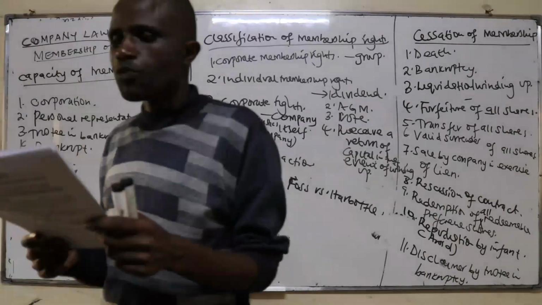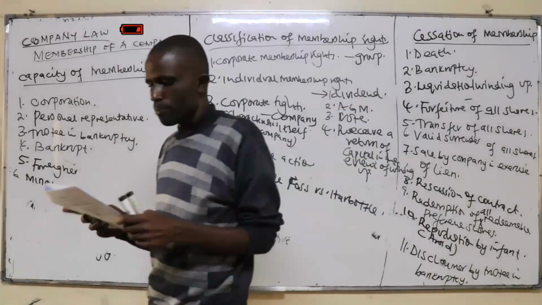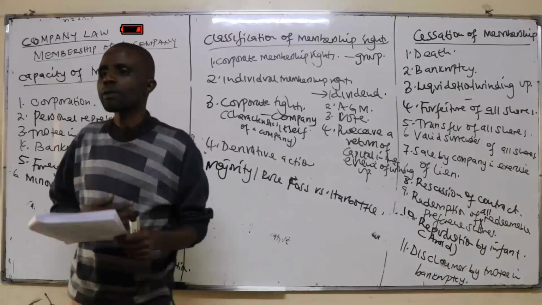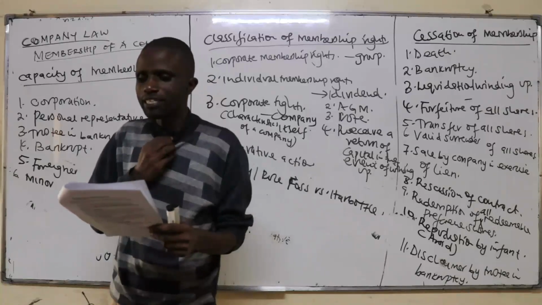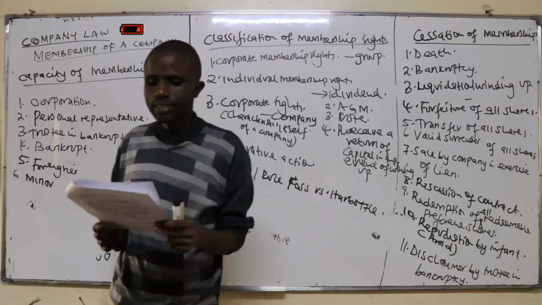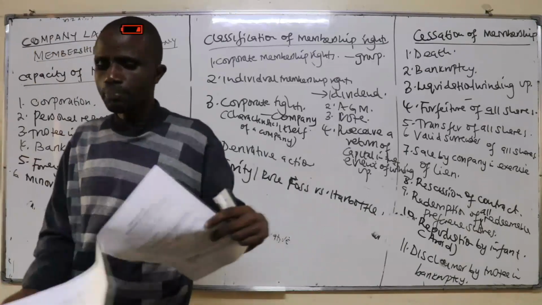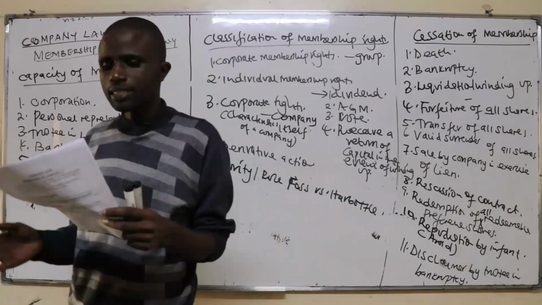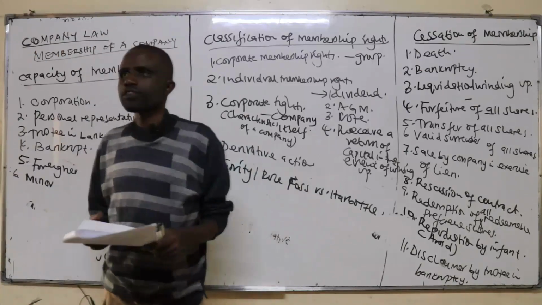Principles of Foss versus Harbottle. 1 is the proper plaintiff principle. And what does it state? That the proper plaintiff is the company itself. Number 2, internal management principle. And what does it state? That the courts do not want to interfere with the internal management of the company.